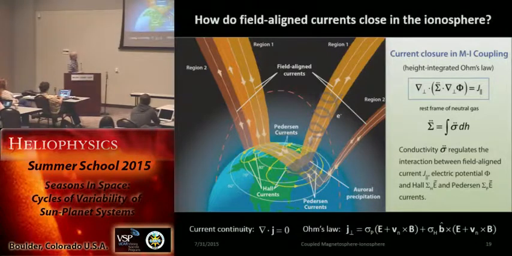And if you enforce current continuity, this is what Ohm's law looks like in the ionosphere. If you're in the inertial frame of the neutral gas, the average velocity of the neutral gas, then this term goes away, and it's not present up here. And if you assume that the electric field is electrostatic, which for relatively slow time scales and large spatial scales is valid, then you can replace E by minus the gradient of an electric potential there.